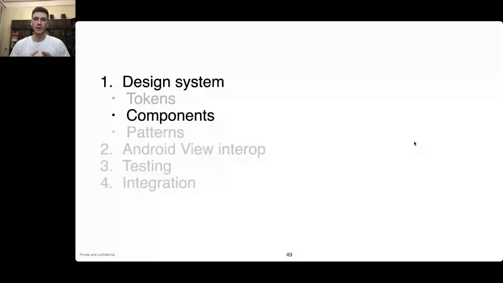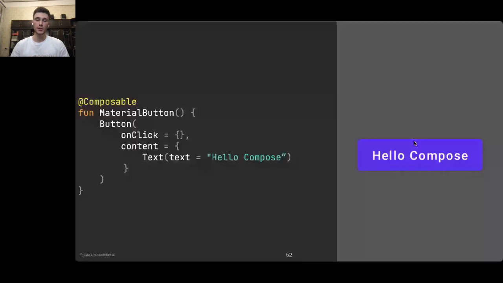And Jetpack Compose and Material, the Material team already provides us the implementation of a button. And it looks like this. So we have a button function, which has an onClick parameter and the content. And the button itself is actually the background, this purple square, and the click handling logic. But what is inside of it, in this case, it's a text, is controlled only by us, the developers.